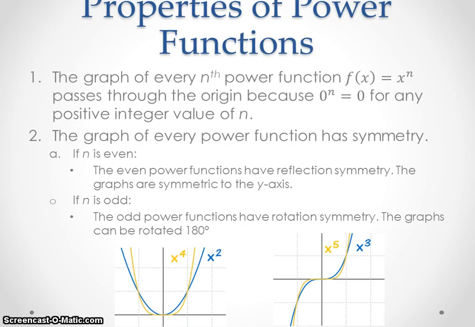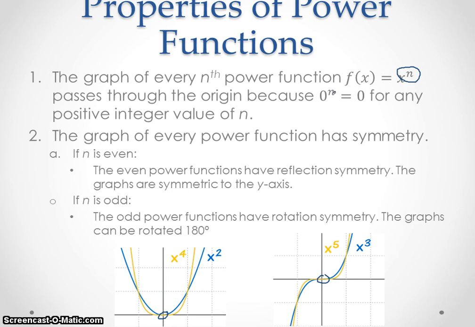Alright, as you notice, we have a couple properties that we need to just talk about here. So for number one, the graph of every nth power function of f of x is x to the nth. So this n here is going to change, either be 1, 2, 3, 4, 5, 6, 7, etc. It's going to pass through every point we saw was on the origin. They all pass through the origin right here. So that means we're going to have that point 0, 0 for every single graph that we have.